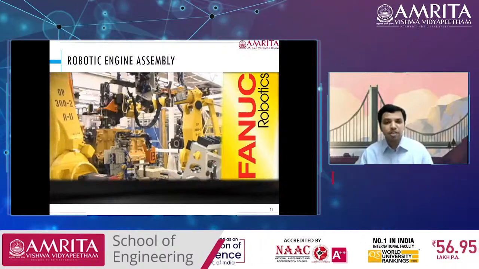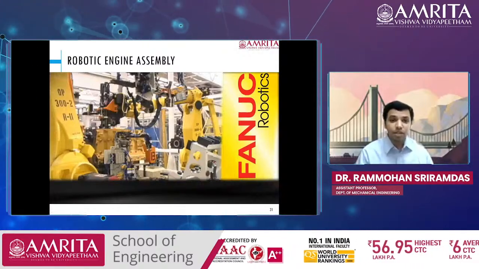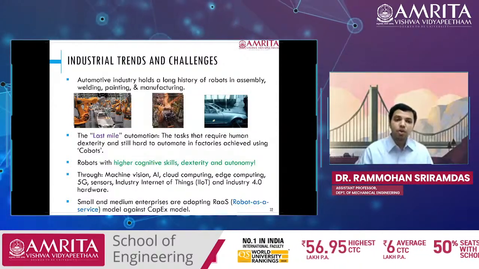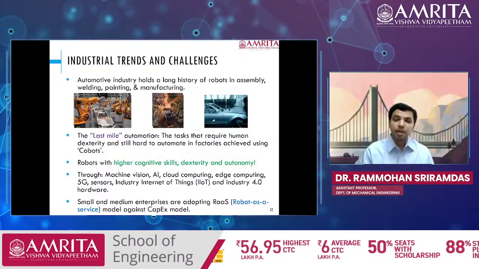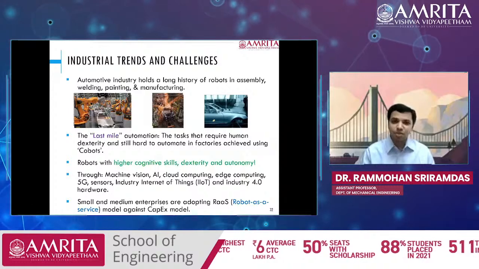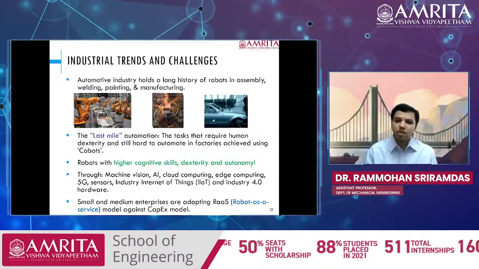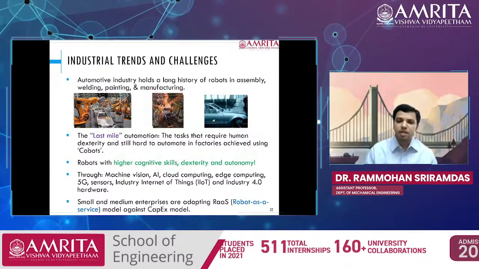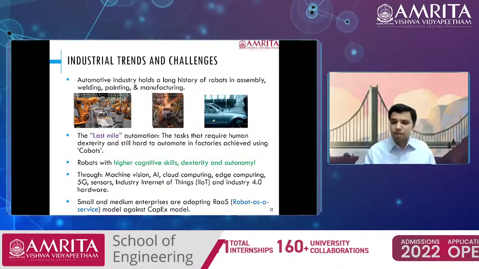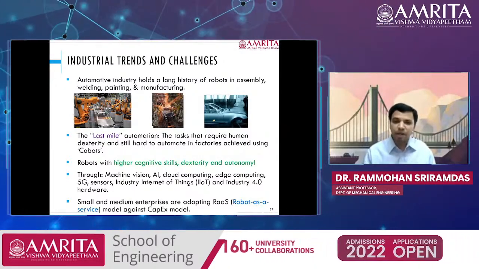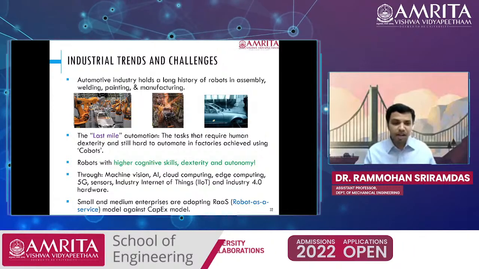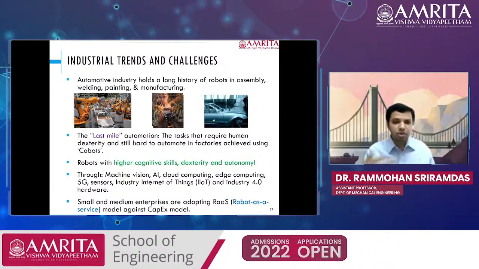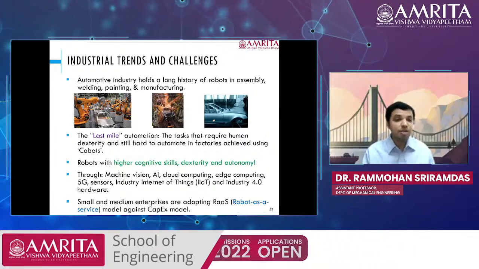And how are we going forward? So far you have witnessed what is already there in the industry today, but how do we go from here? Where do we go? These are different challenges. As you see, there are many automation challenges like the last mile, which means it needs interaction with the human being. A human is there beside the robot, and the robot should not harm the human being. So these things are important.